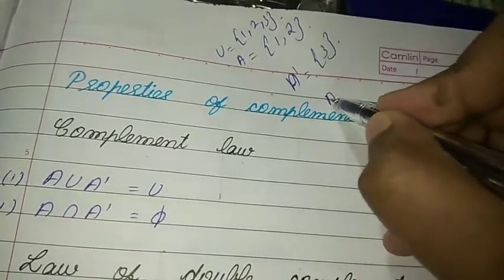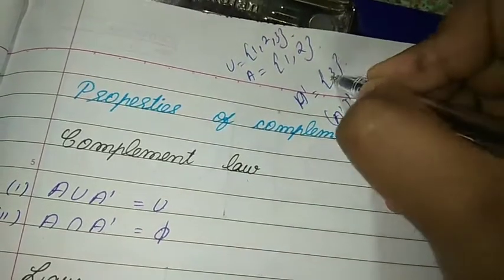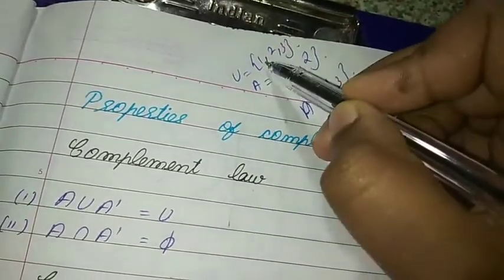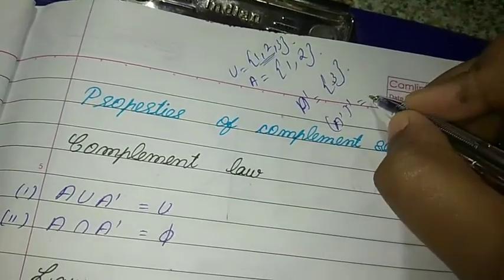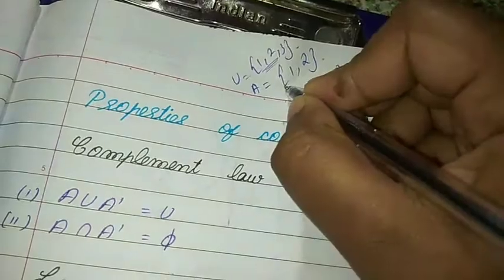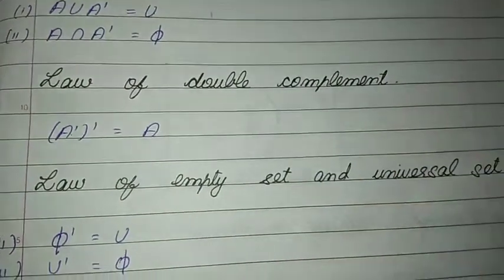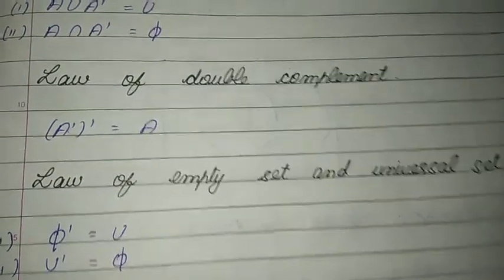Okay, so A dash the whole dash means I have to leave this 3 and write all the elements from the universal set except 3. So I will have 1 and 2, where I get my A itself. That is why I have written A dash the whole dash is equal to A itself.